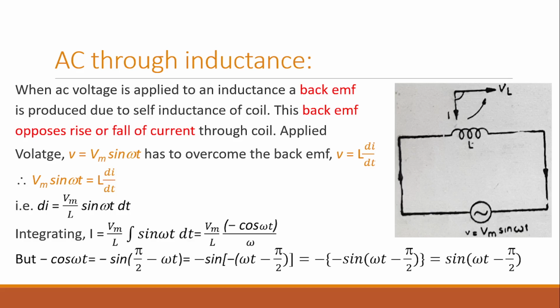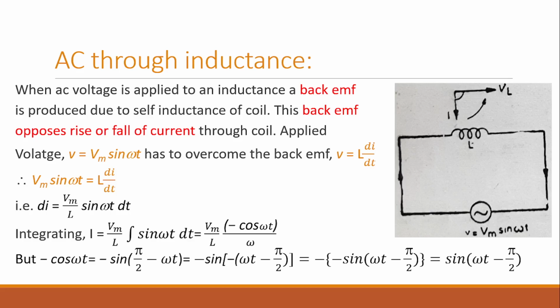Then back EMF is produced across the inductance of the coil. This back EMF is the voltage that opposes the rise or fall or change of current through the coil. Interesting, because due to current flowing through the inductance, the EMF known as back EMF is developed across the inductance, and the same EMF is opposing the further rise of the current. So this back EMF we have to consider.